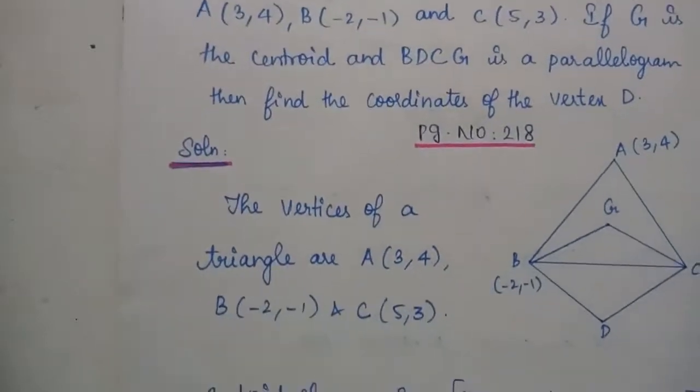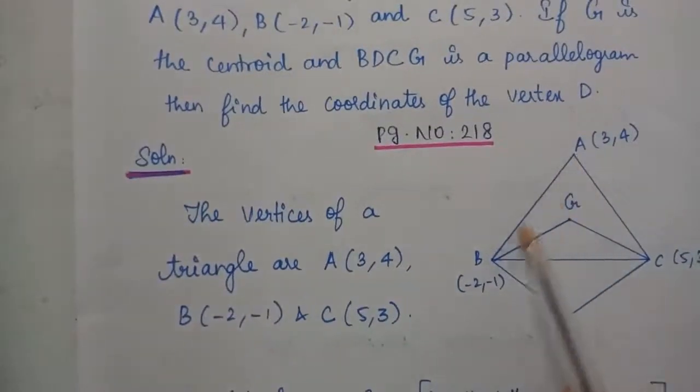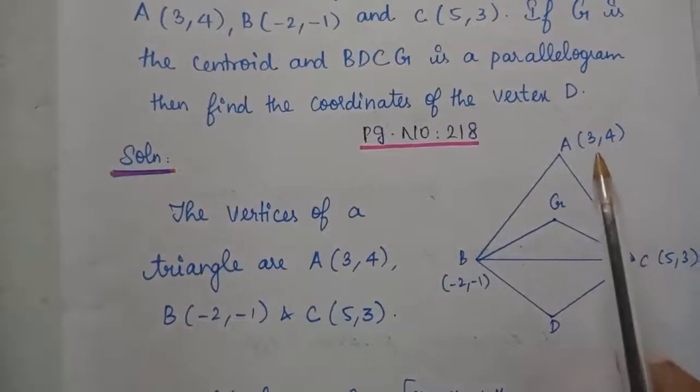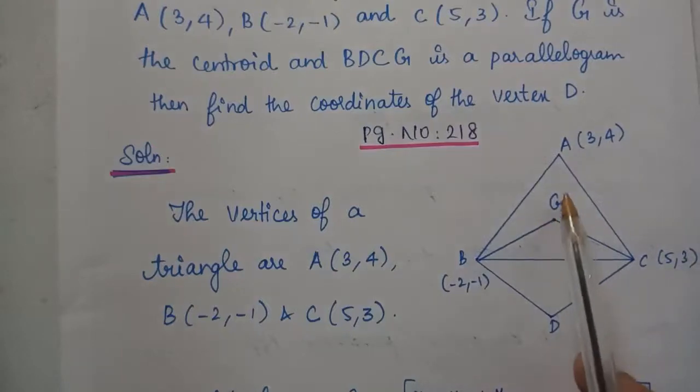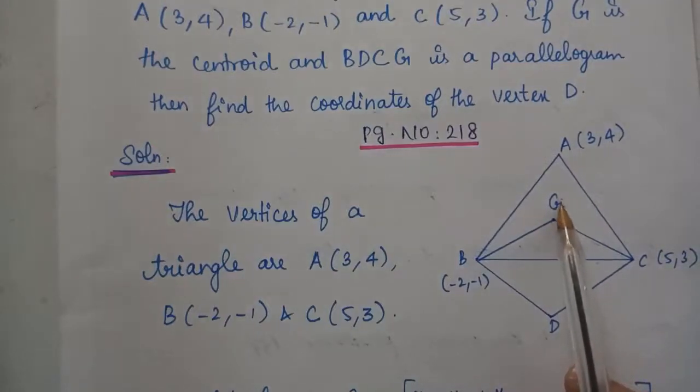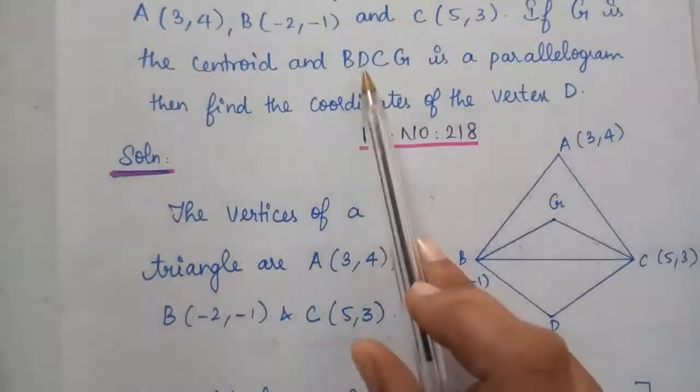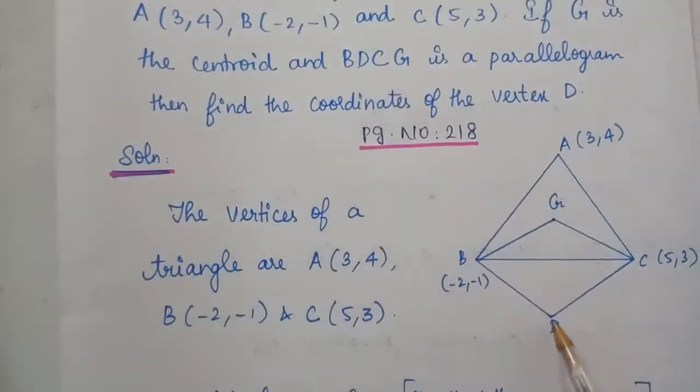We are considering ABC as a triangle. The vertices are given: (3, 4), (-2, -1) and (5, 3). We know that G is the centroid of the triangle. You have to consider one more point, that is D, then join the points B, G, C, D. You have to show that it forms a parallelogram and also find the coordinates of D.